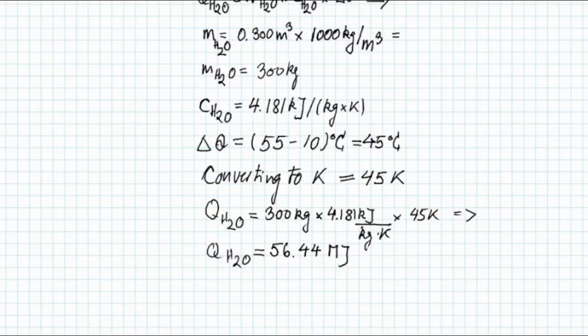I have filled in the formula for finding the energy for heating the water. Here's the mass for water, here's the specific heat capacity for water, and here's the difference in temperature. I use my calculator and I get 56.44 megajoules.